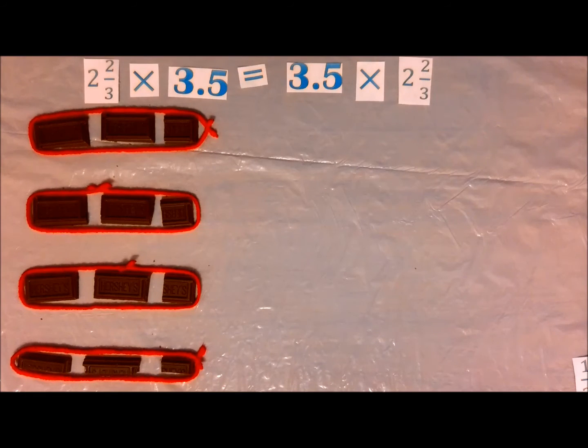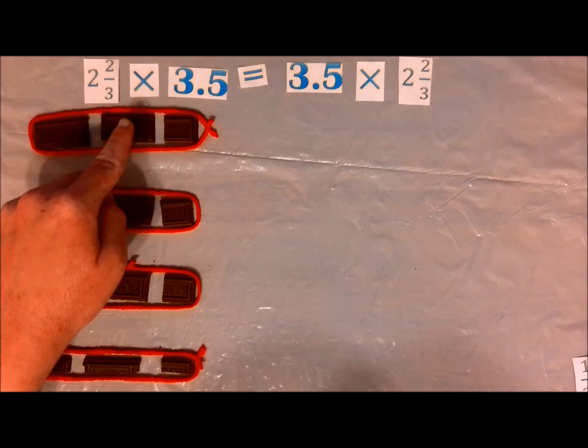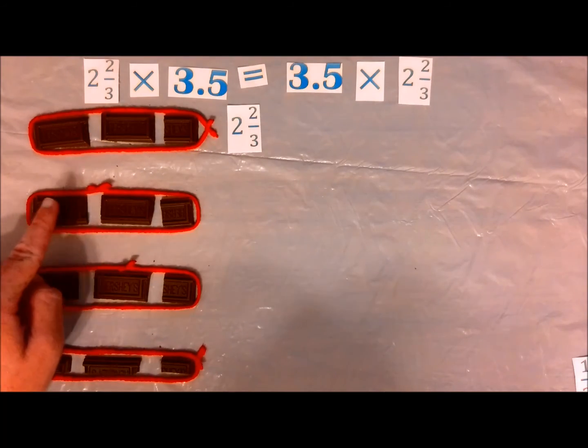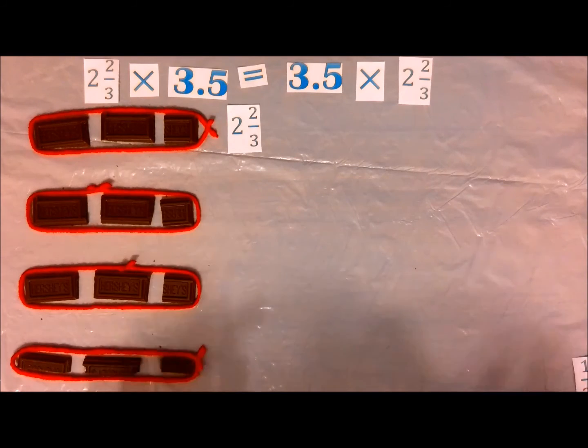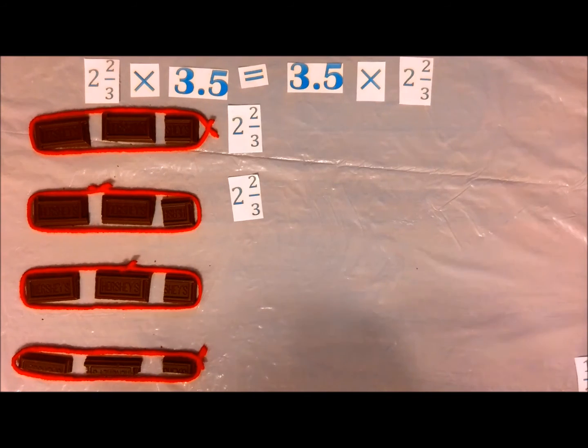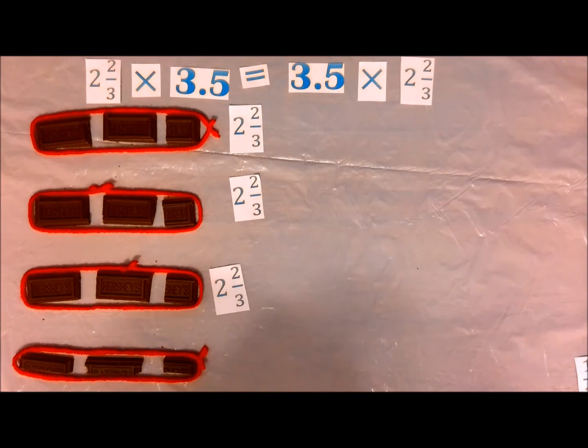So I grouped them according to rows this time. Let's see how many we have in each group. 1, 2, 2 2/3. 1, 2, 2 and 2/3. 1, 2, 2 and 2/3. 1/2, 2 halves, 2 and 2/3 halves.